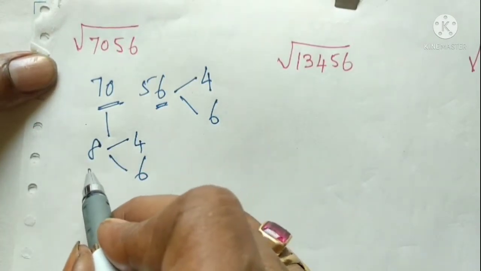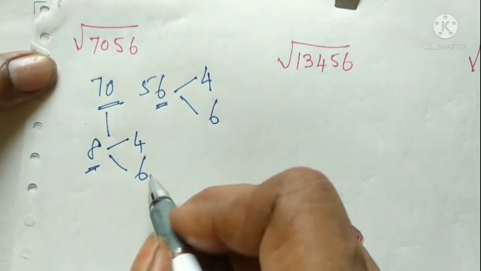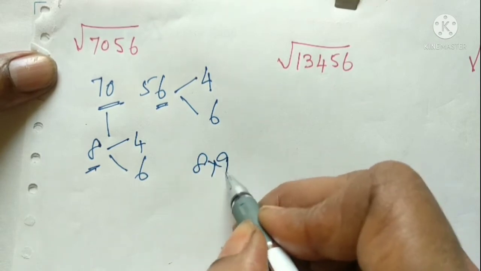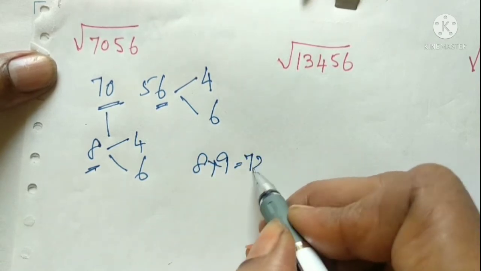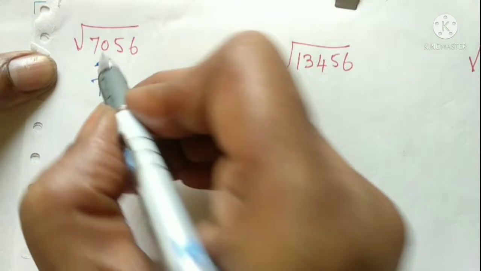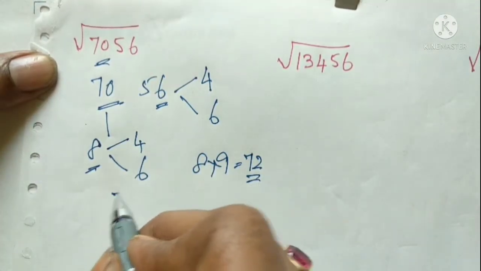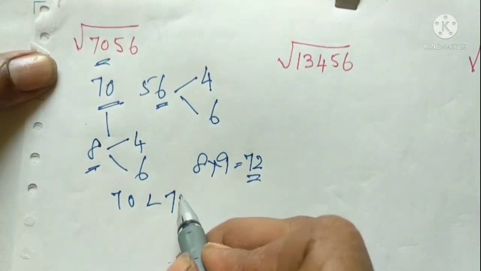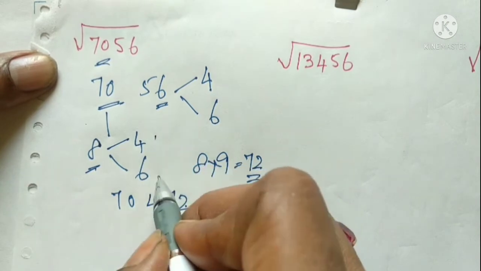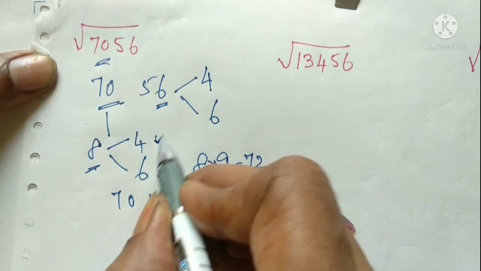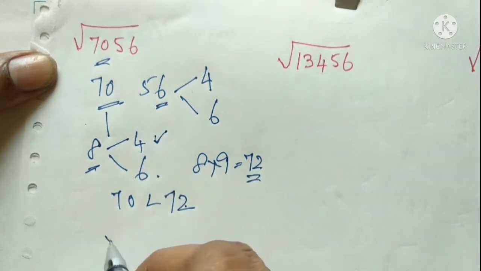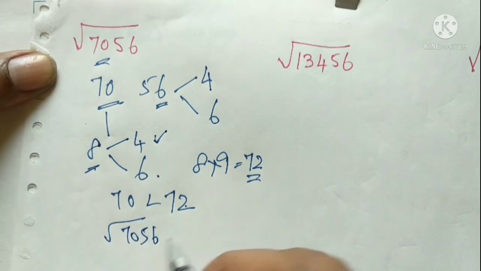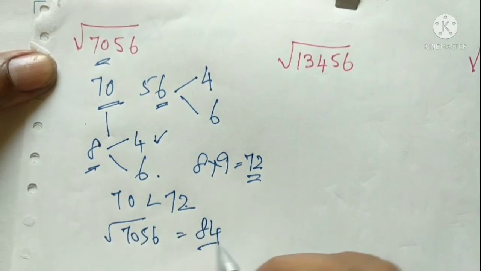So now this 8 is to be multiplied by the next digit. 8 9 is 72. Since 70 is less than 72, out of 4 and 6, we have to take the smaller number. So the square root of 7056 is equal to 84.